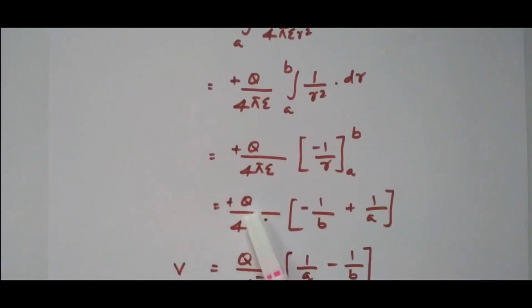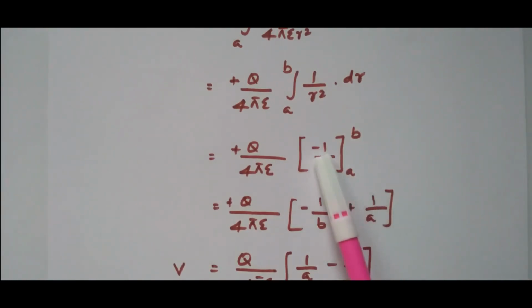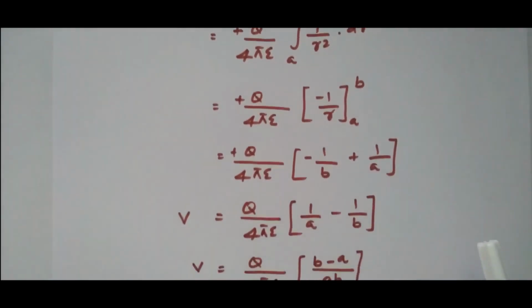So Q divided by 4 pi epsilon times the limit: minus 1 by b. While substituting the lower limit, one minus is already there, so we get one more minus, and it becomes plus 1 by a. So that can be rewritten as V equals Q divided by 4 pi epsilon times 1 by a minus 1 by b, rearranged.